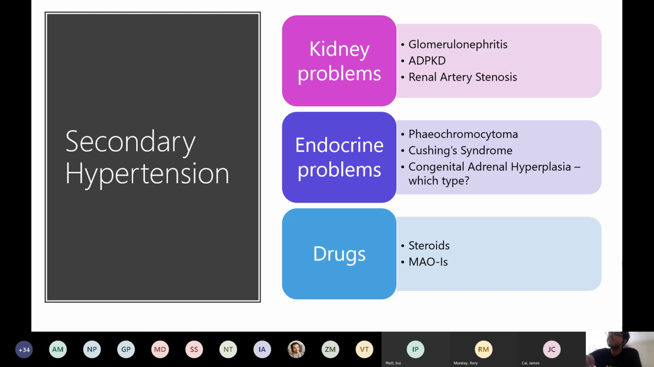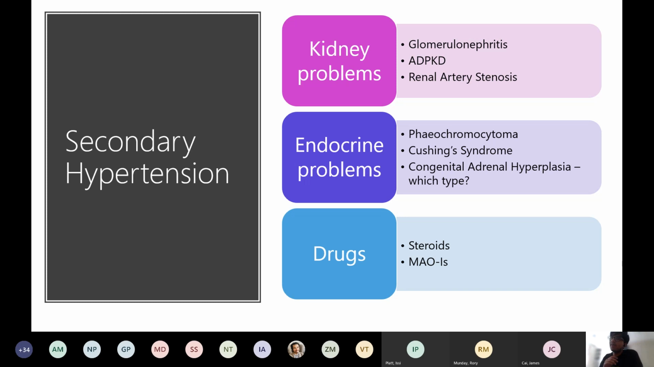But yeah, so the important things are flash pulmonary edema, pre-renal AKI, and hypertension. Those are the three big things that you want to be thinking about with renal artery stenosis. Are there endocrine causes of high blood pressure?